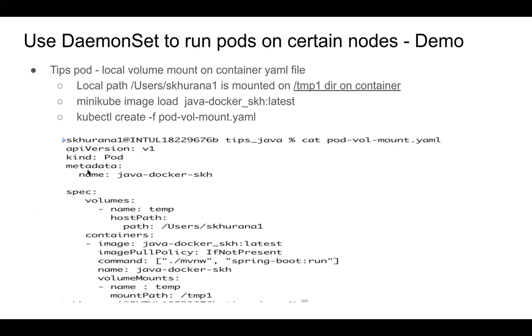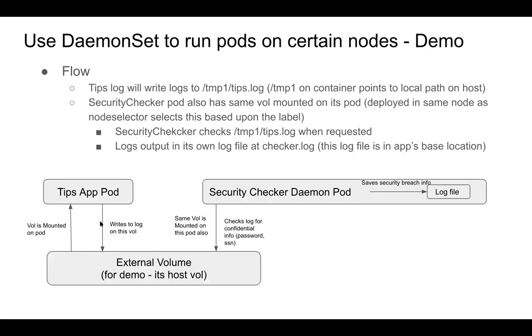So that's it. If you see, this pod definition doesn't have anything. It just has the name, and it has the spec and the container information and the volume, correct? So you have this application pod, and it has some external volume mounted. So it's writing to that external volume.